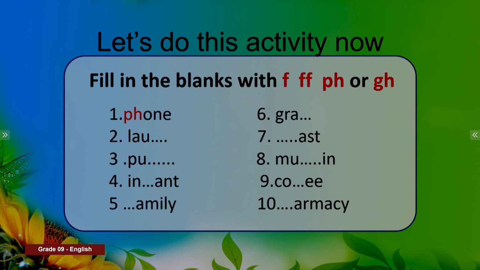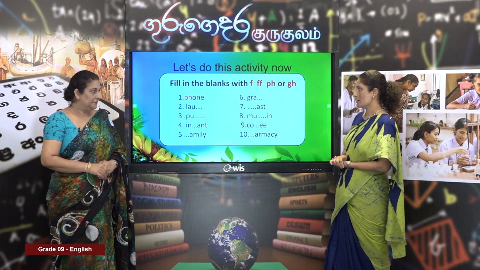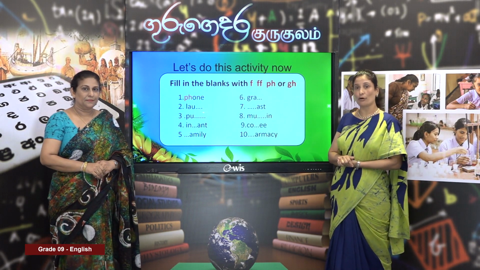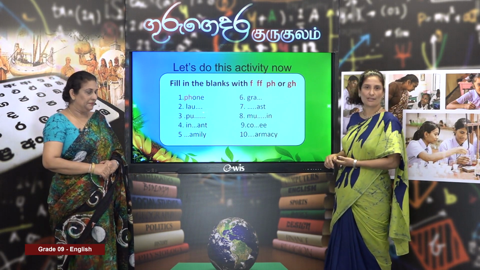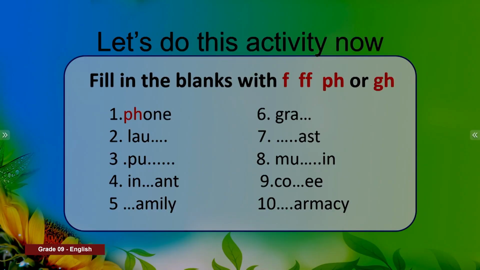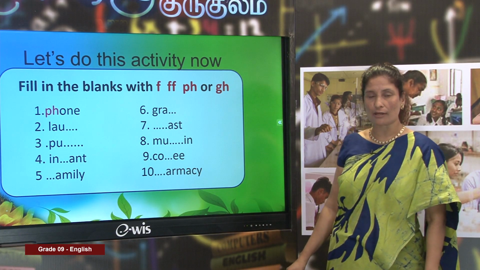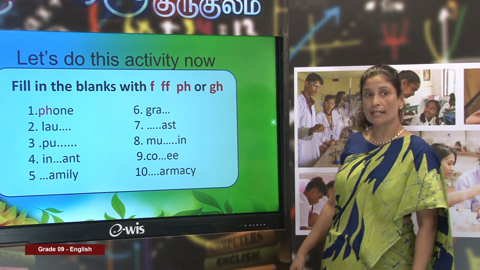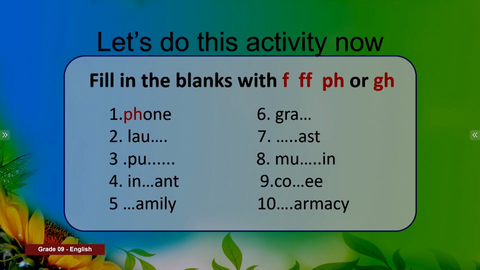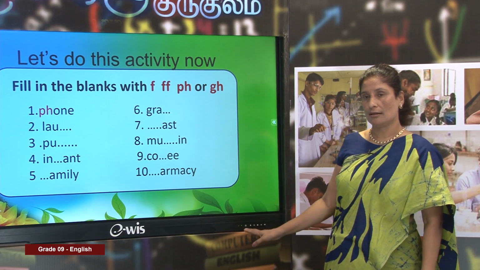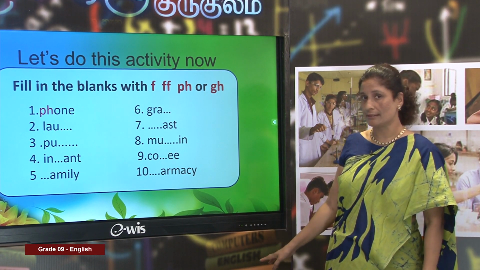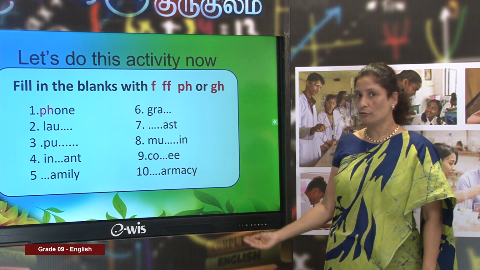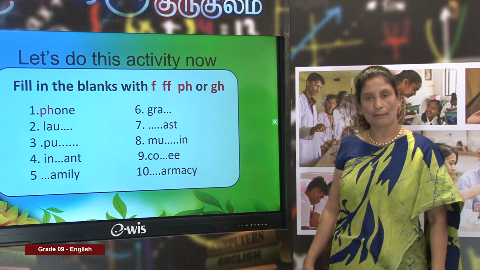Now we are going to do an interesting activity, my dear children. I think it is better if you can take your books and write it down. Just few words. Okay, children, hope you are ready with your pens and books. Please copy these 10 words into your book and fill in the blanks, right? We are giving you little time to fill the blanks, and you have to fill the blanks with the given letters F, double F, PH or GH. Now we have discussed all these words before in our lesson. Now we hope that you have learnt them, you have understood them well. Now you can fill in the blanks.